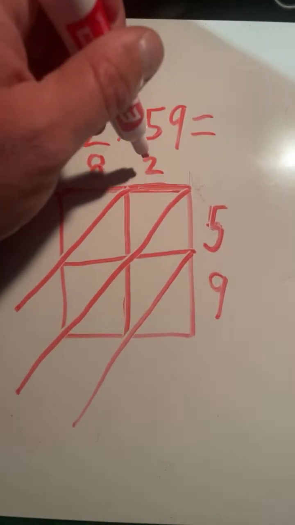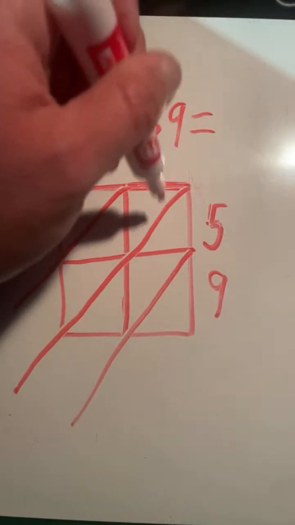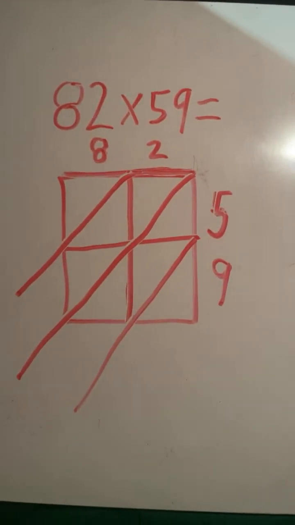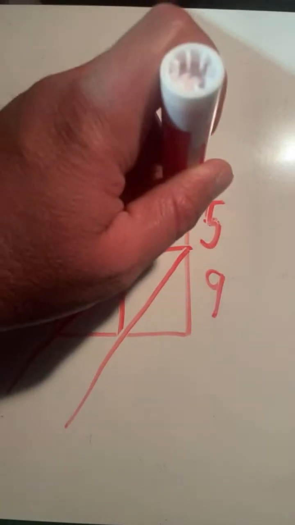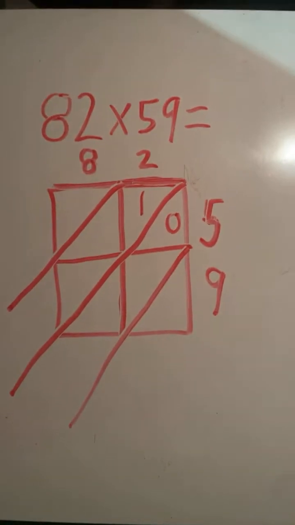So first we'll multiply 2 times 5. The answer to 2 times 5 goes in this square. And each digit within our answer goes in a separate triangle. 2 times 5 equals 10. 1 in the top triangle, 0 in the bottom triangle.